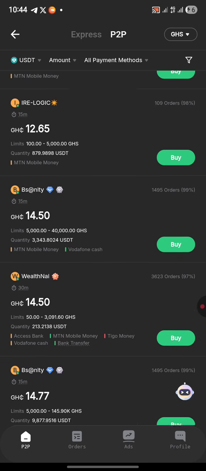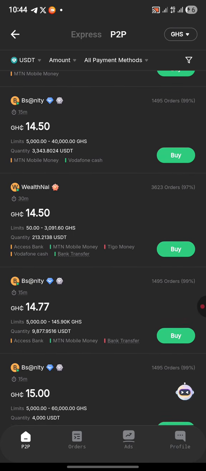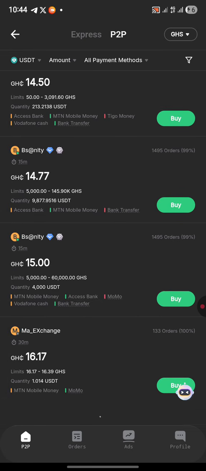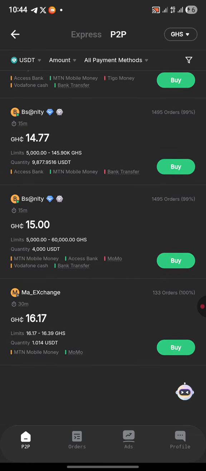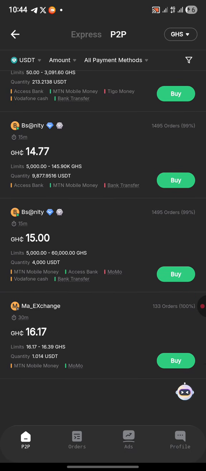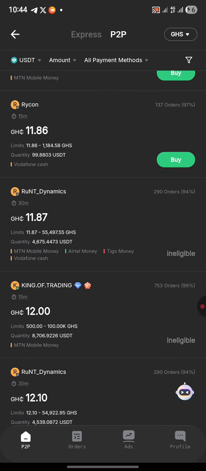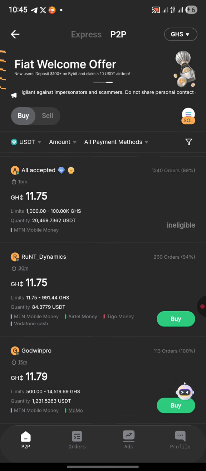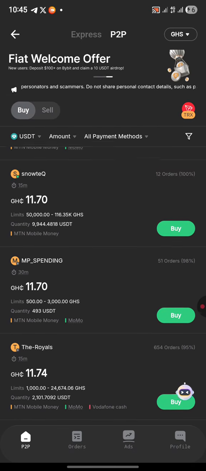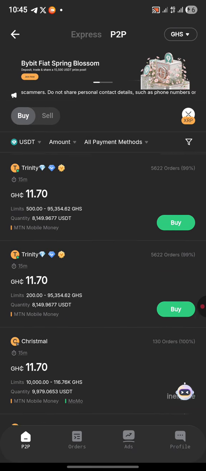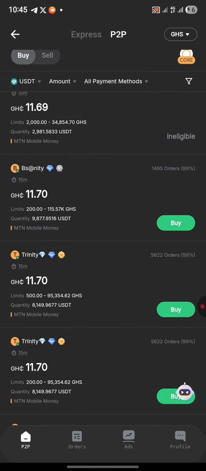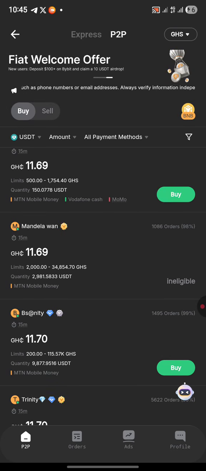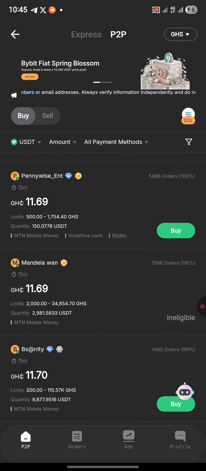The reason why I don't select any agent just like that is that some can make the transaction and then your money will not come. Some are not real. So, Royal House, Trinity is 200 cedis. This one is 200. This one, I haven't made a transaction with him.